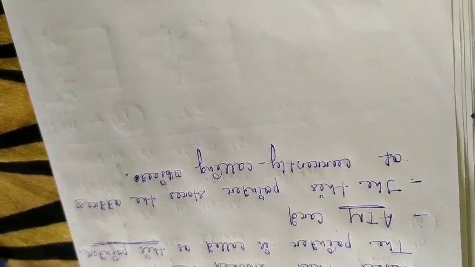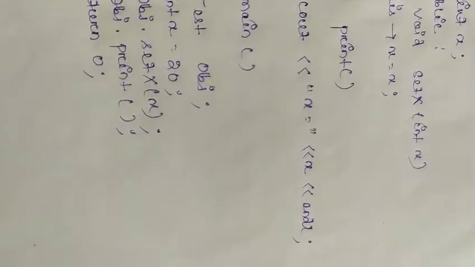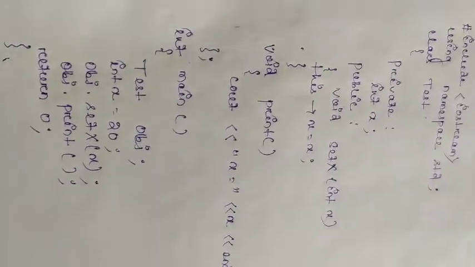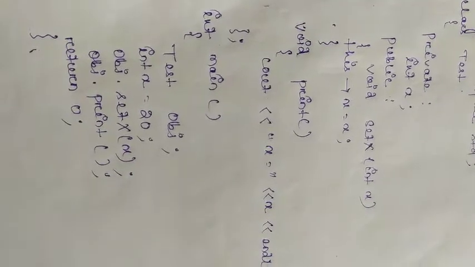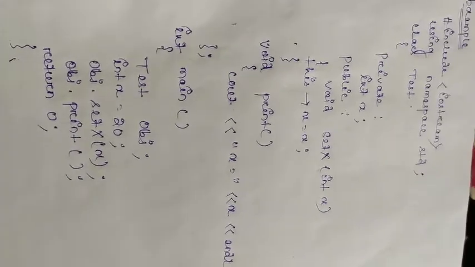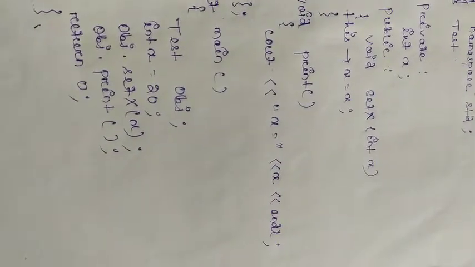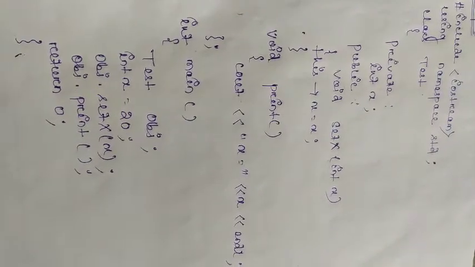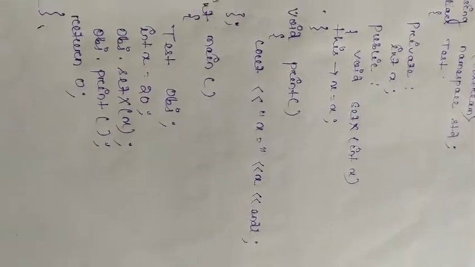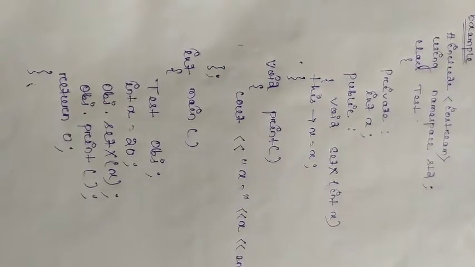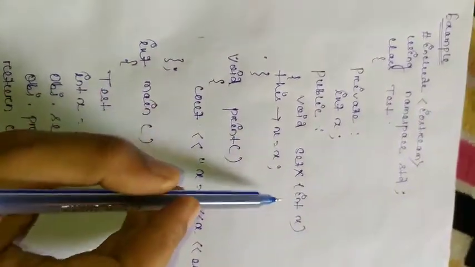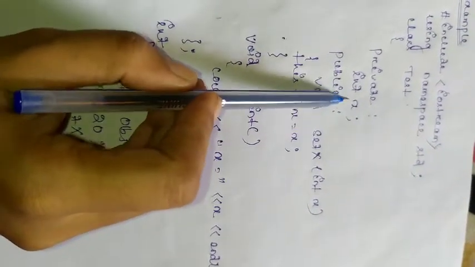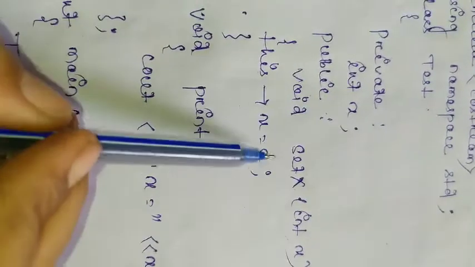Okay, so let's see it with an example. This is the example of this pointer. There are some cases where this pointer specifically needs to be used. For example, when the local variable name is the same as the data member's name. Like here, this is a local variable for the function setX, and this is your data member.